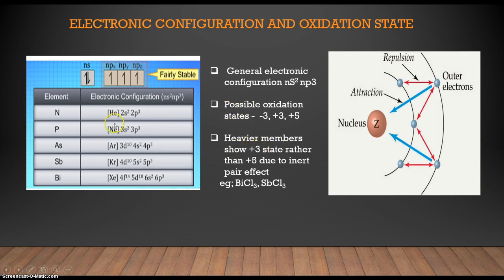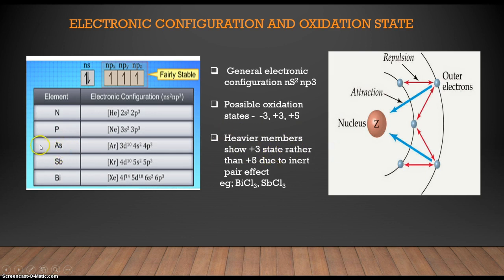But one thing is very important to be observed here, that the heavier members of this group, arsenic, antimony and bismuth, are the heavier members of this group 15. So for arsenic, antimony and bismuth, there is an additional oxidation state, that is the +3 state along with the +5 state. Now what is the reason behind it? The reason is very simple.